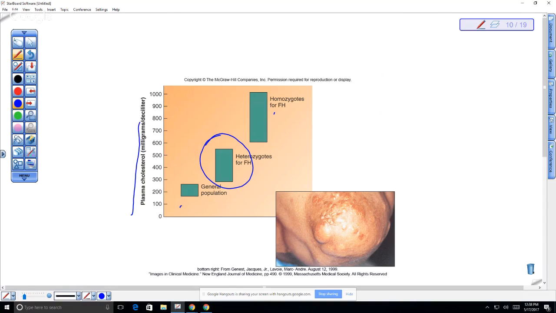Okay. Now there's another example of incomplete dominance that we're going to look at in lab, so I'm not going to talk too much about it, but another example is called sickle cell anemia. So this is another example of incomplete dominance.